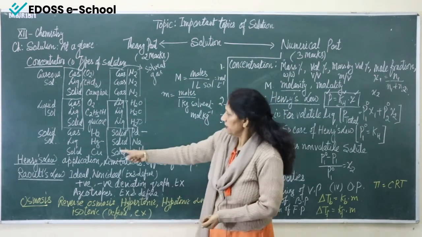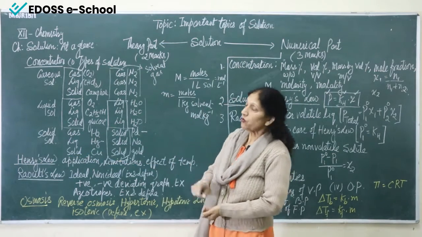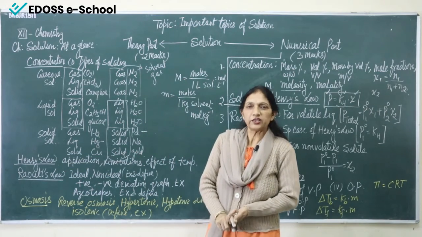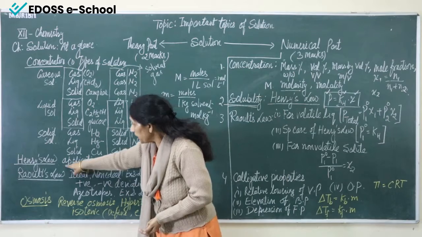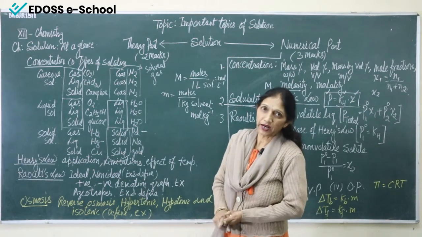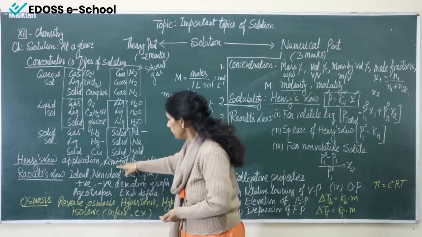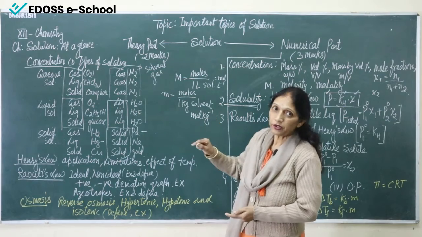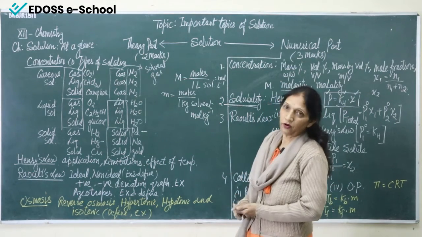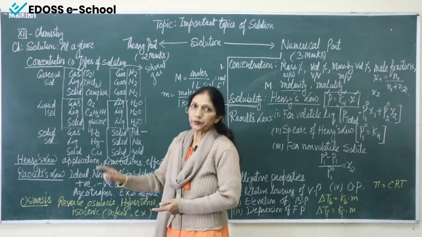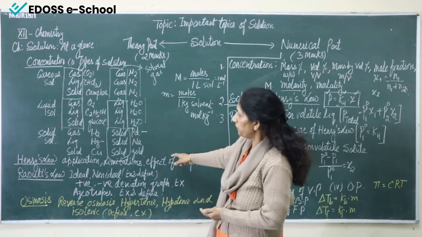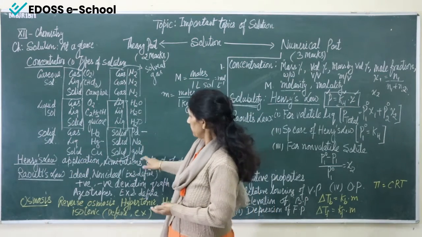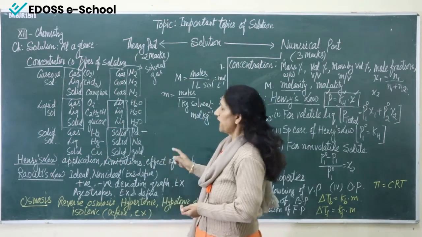Now coming to the theory portion. What type of theory do you have to prepare for Henry's law? You have to prepare the definition of Henry's law, that is very important, and applications, where Henry's law is applied, this is also important, and its limitations and effect of temperature. What is the effect of temperature on solubility or on Henry's law? So these are the three topics that you have to prepare for the theoretical portion of Henry's law, along with the numericals.